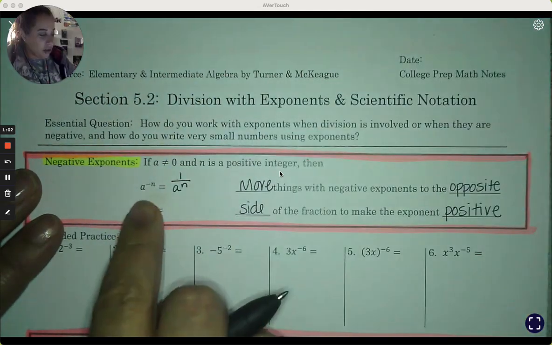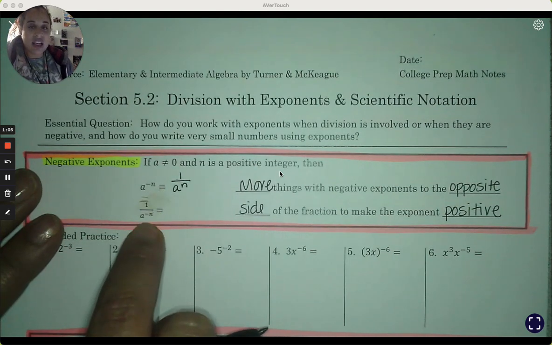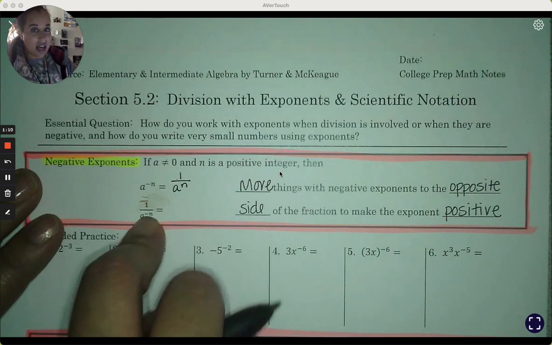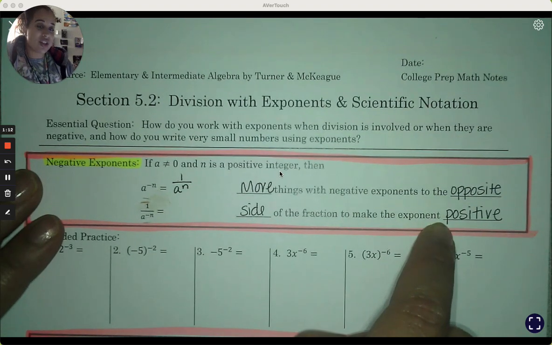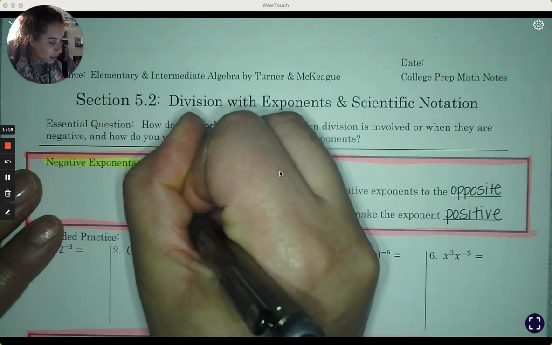Okay, so if we have a to the negative n, and that's 1 over a to the n, if I'm given 1 over a to the negative n, and I just told you guys we need to switch it to the opposite side to make it positive, that's the same thing as a to the n.